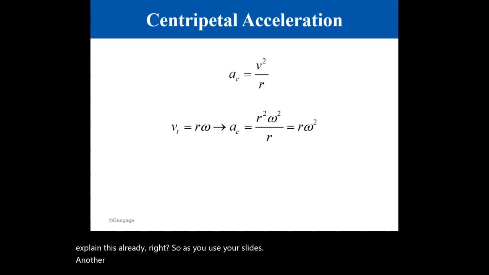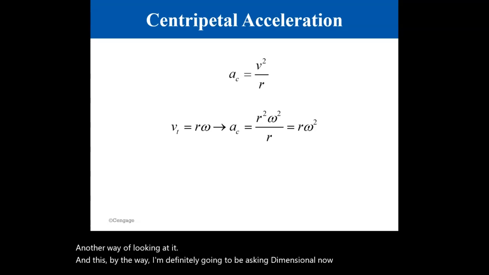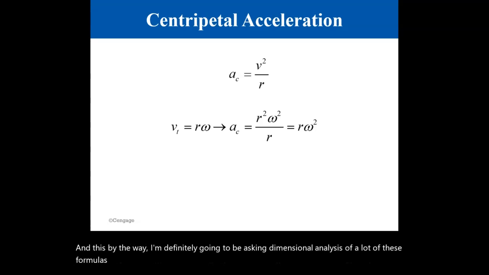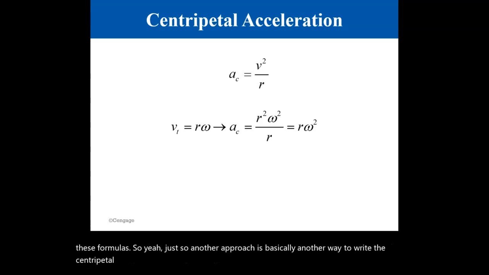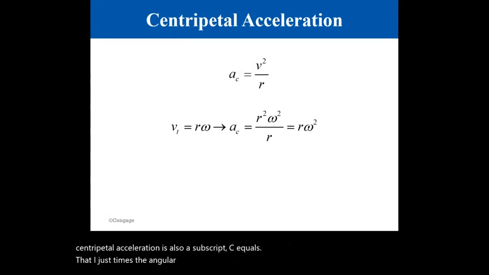Another way of looking at it, and just by the way, I'm definitely going to be asking dimensional analysis of a lot of these formulas, so just make sure you're aware of how to find dimensional analysis of a lot of these formulas. So another way to write the centripetal acceleration is also a subscript c equals the radius times the angular velocity squared, right? I hope that's clear to everyone. So that's what that essentially is, right?